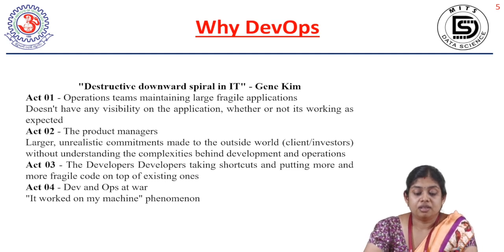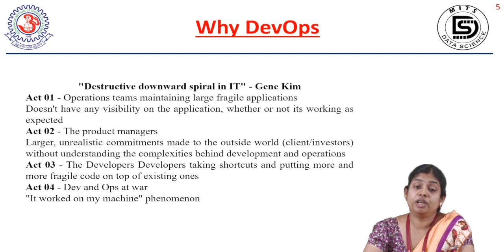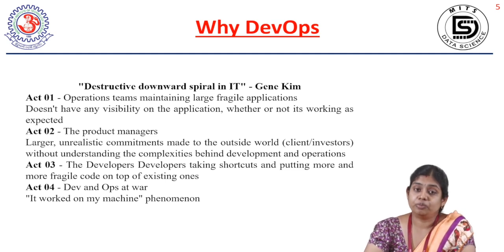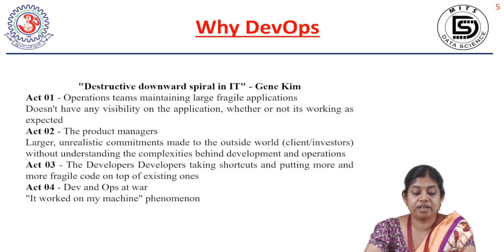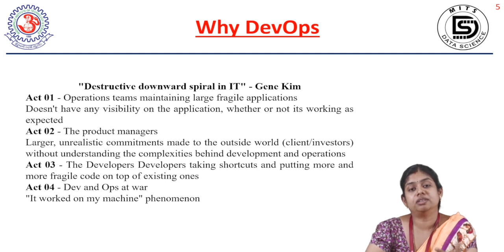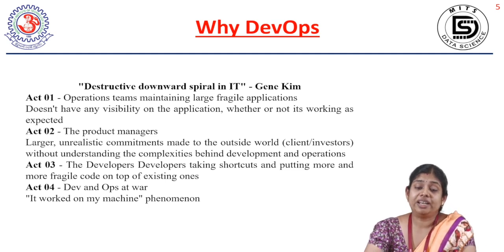You can see the product managers know they have many unrealistic commitments they would have committed, but the development team didn't know whether this can be deliverable or not. So again, the act 3 is like putting in more shortcuts to give some improvement on the whole of a new product. So this was very difficult for the development and operations team.